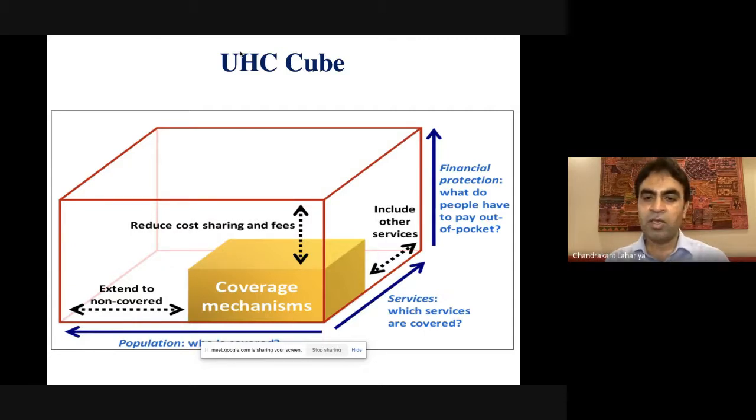That's one goal. On the y-axis, the service coverage, usually a limited number of health services are available. And those services are mostly like mother and child health conditions, tuberculosis, and all those.